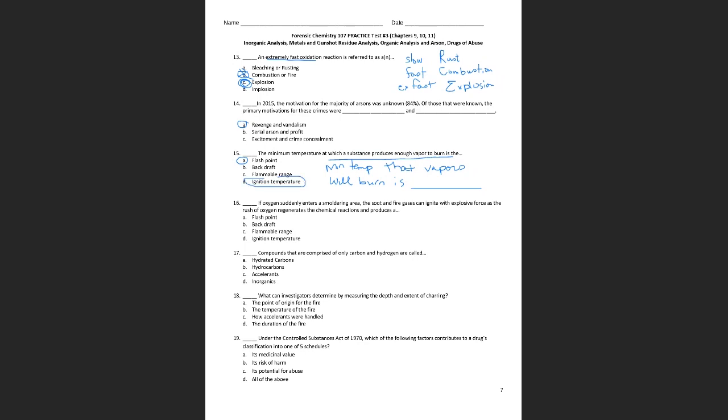Ignition temperature. So the flash point is where your liquid will vaporize and produce enough vapors that now combustion can possibly happen. But just because you're at the flash point doesn't mean that the substance will burn. You need to provide that activation energy, which is the ignition temperature. That's going to put enough heat in to make it actually burn. And ignition temperature is always higher than flash point. Any questions on that?